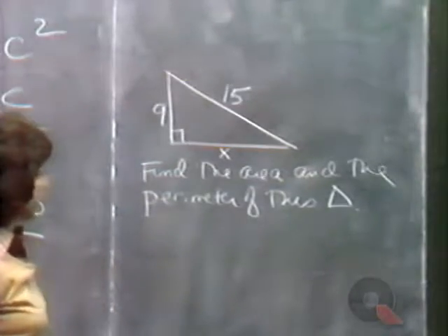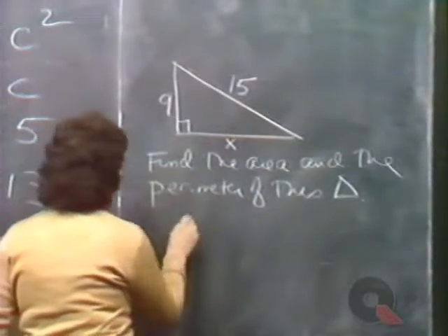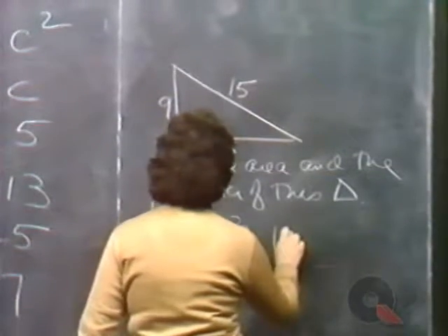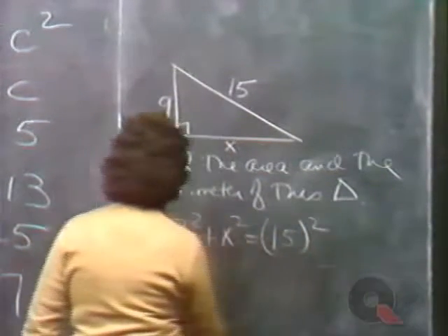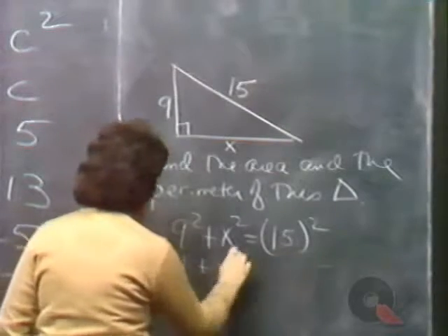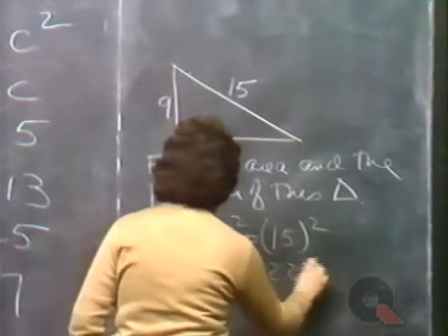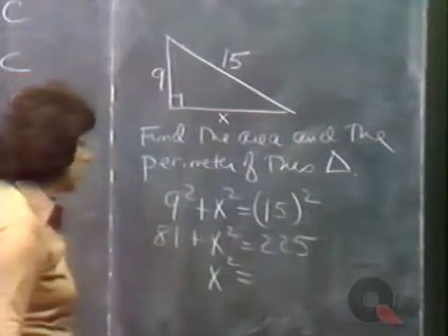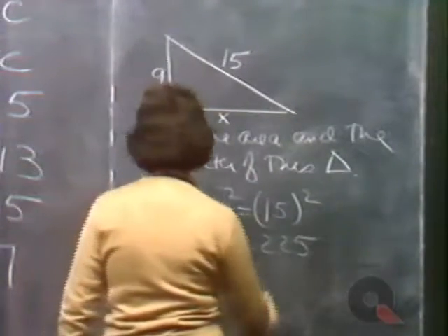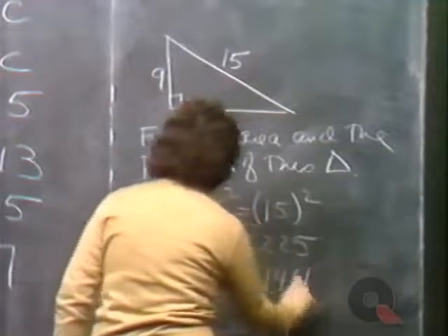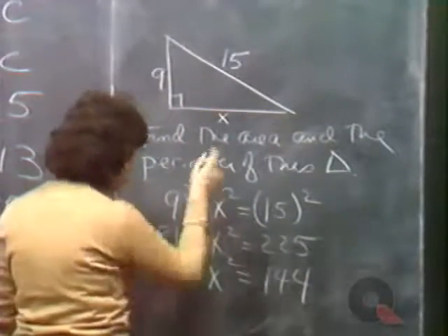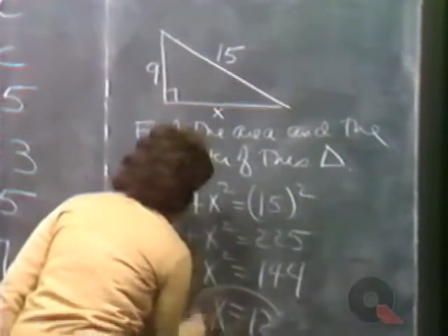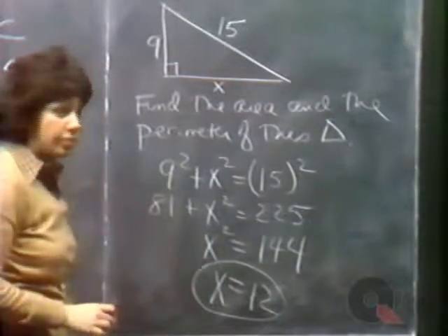You can use the legs as the base and the height. Okay, so let's try to find x. Using the Pythagorean theorem, 9 squared plus x squared is 15 squared. 81 plus x squared is 225. x squared is 225 minus 81, which comes out to 144. x is plus or minus 12. I'm only interested in the plus 12 answer. x is equal to 12.